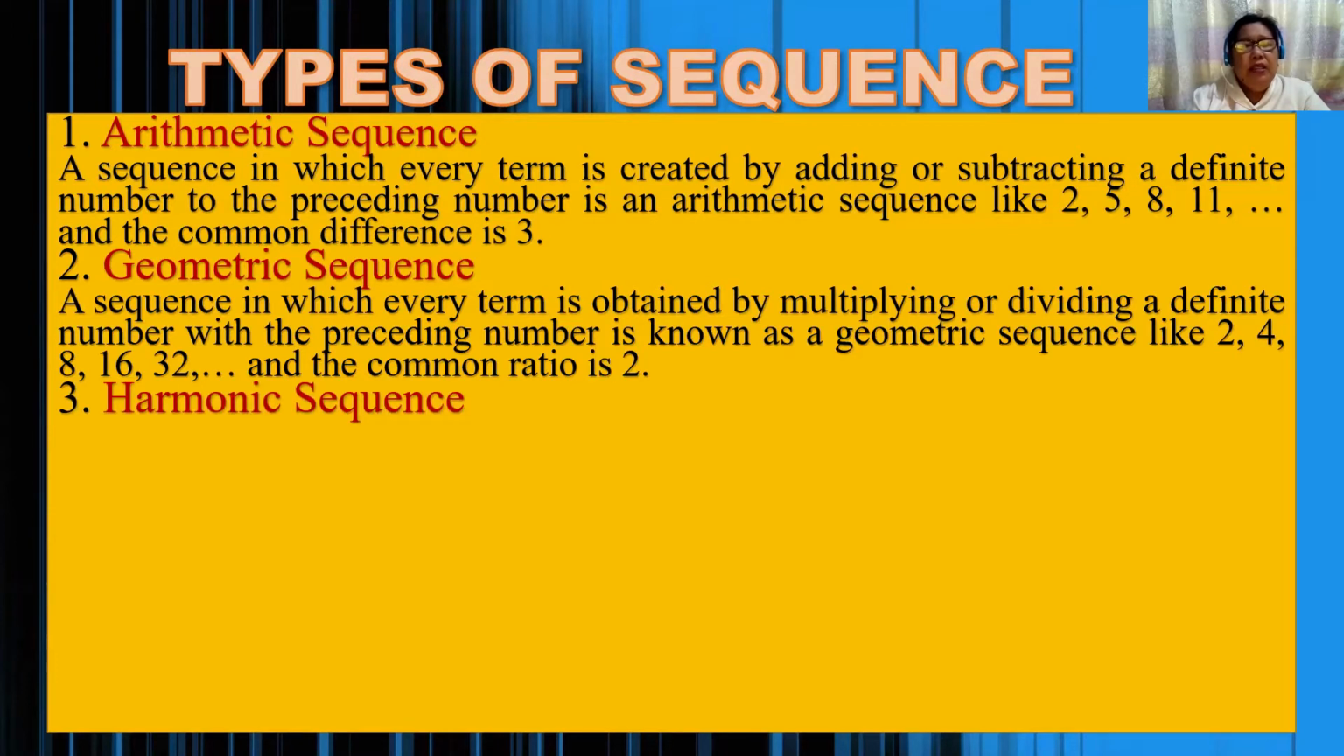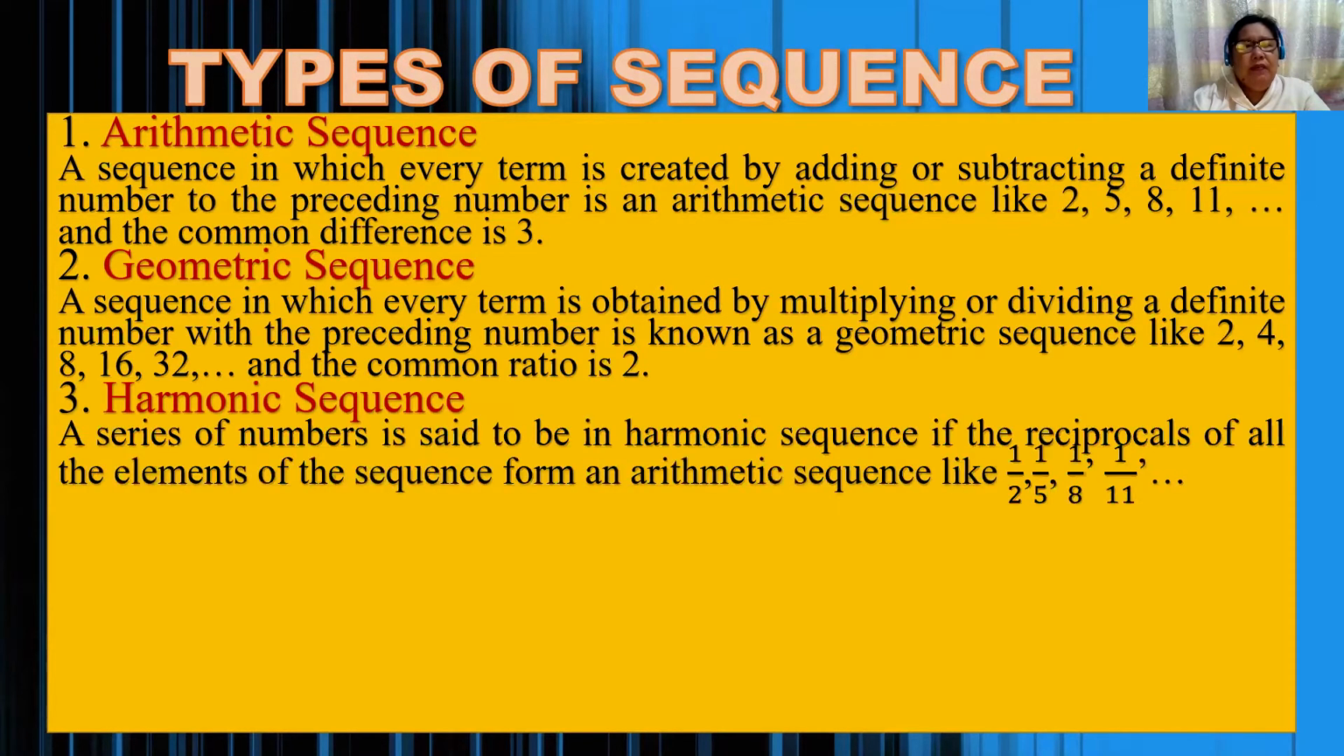The third one is the harmonic sequence. A series of numbers is said to be in harmonic sequence if the reciprocals of all the elements of the sequence form an arithmetic sequence, like 1/2, 1/5, 1/8, 1/11, and so on. So 2, 5, 8, 11 is an example of an arithmetic sequence.